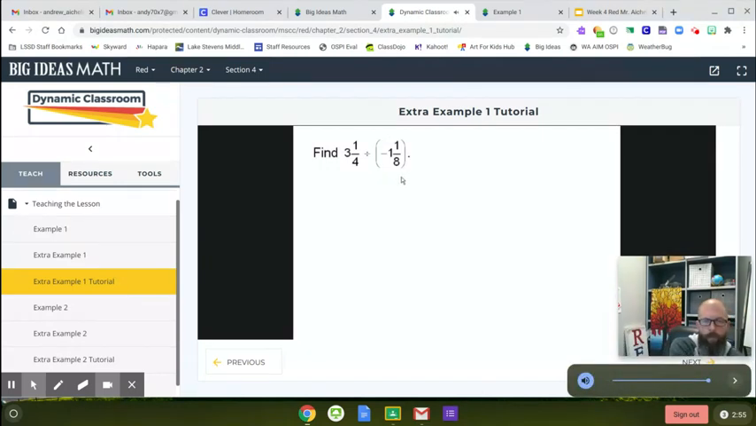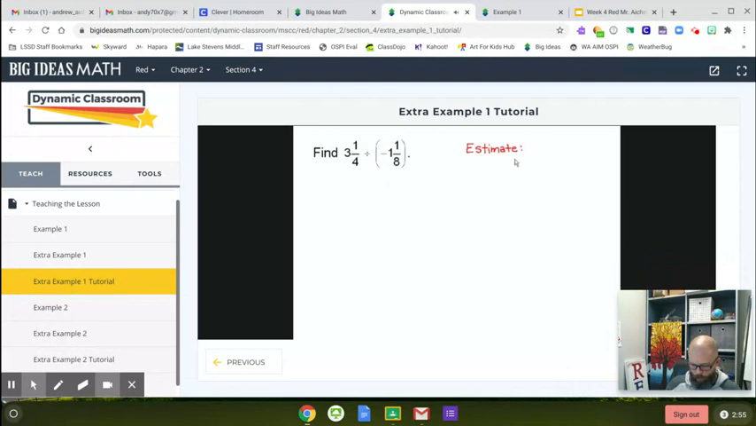So 3 and 1/4 will round to 3, and then we divide, and negative 1 and 1/8 will round to negative 1. So 3 divided by negative 1 is 3 divided by 1, which is 3, and then we have different signs, so that means the quotient is negative. So 3 divided by negative 1 is negative 3. So we will check our estimate once we find a final answer for 3 and 1/4 divided by negative 1 and 1/8.